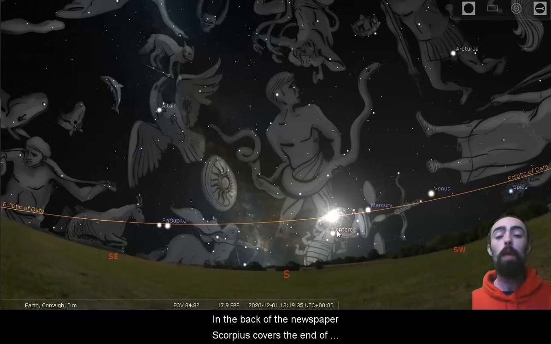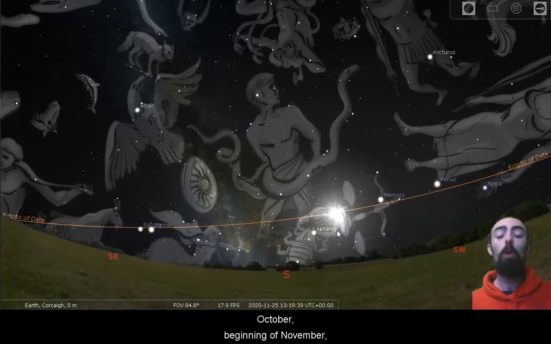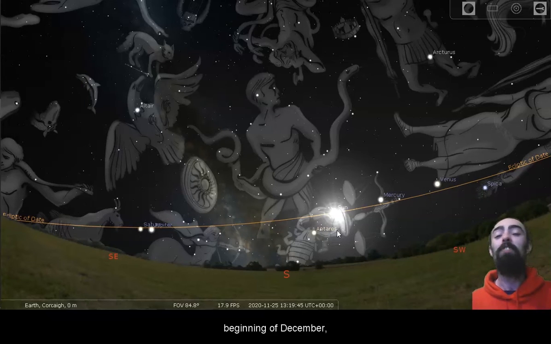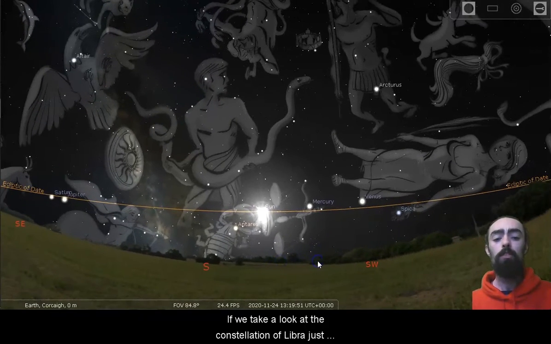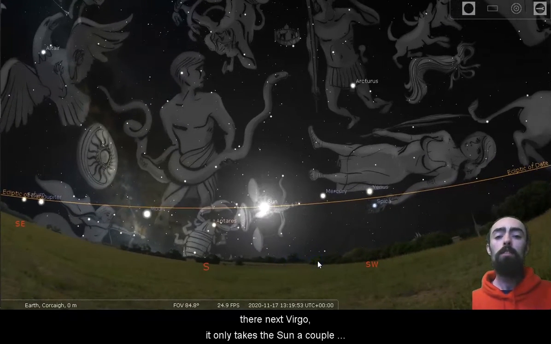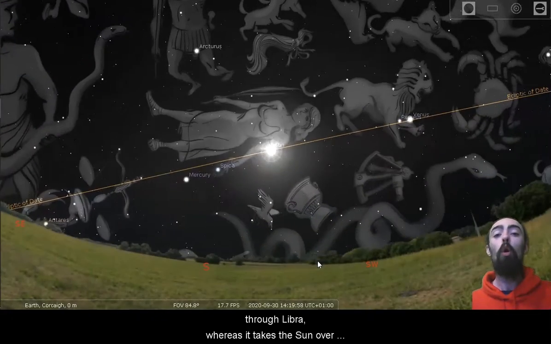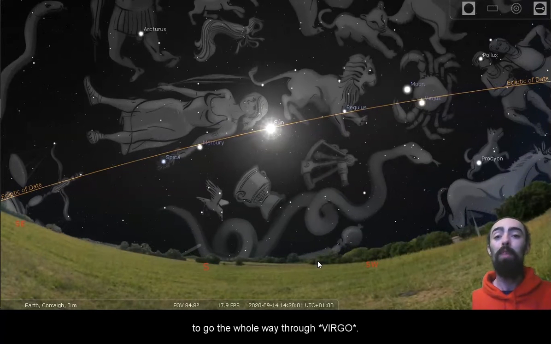In the back of the newspaper, Scorpius covers the end of October, beginning of November, but in the actual sky in the modern day, the sun is in Scorpius for the end of November, beginning of December. So things are slightly different. If we take a look at the constellation of Libra, just there next to Virgo, it only takes the sun a couple of weeks, not even a full month, to pass through Libra, whereas in astrology it takes the sun over a month, almost 2 months, to go the whole way through Libra.